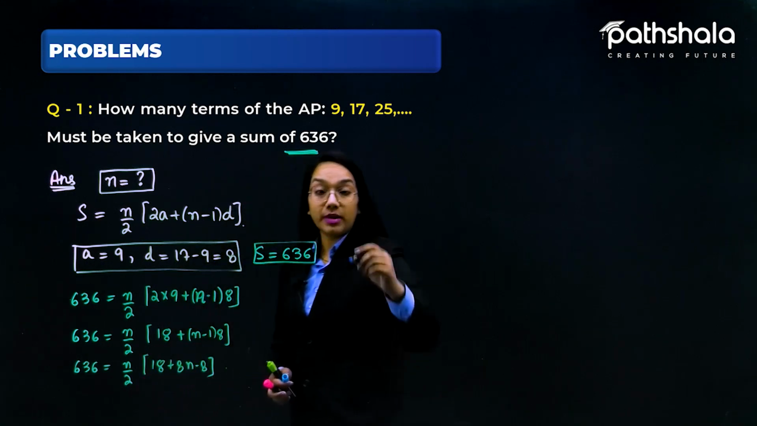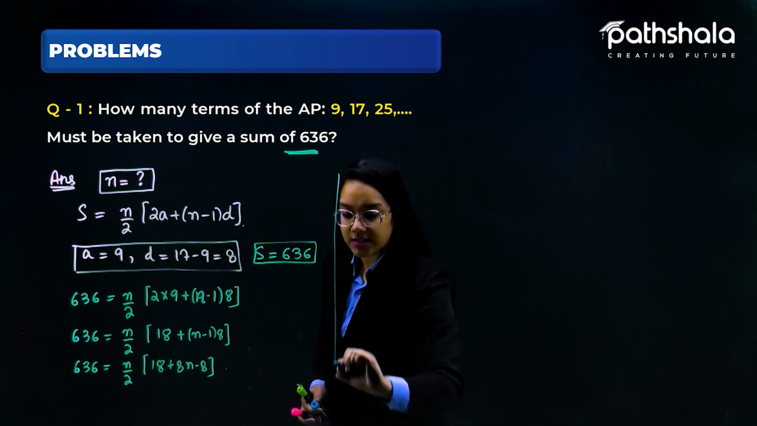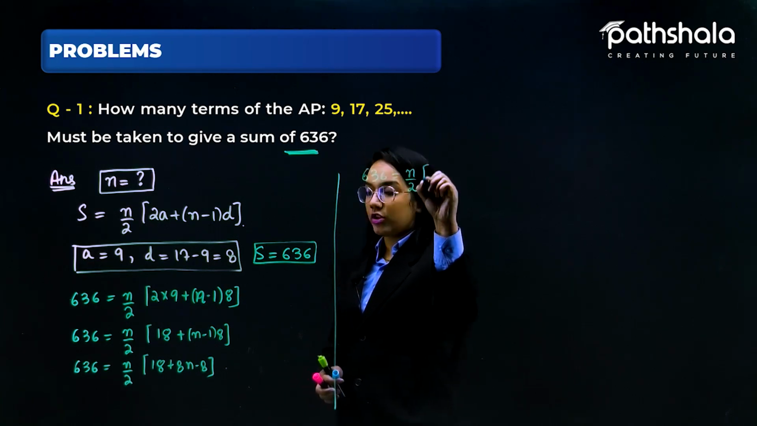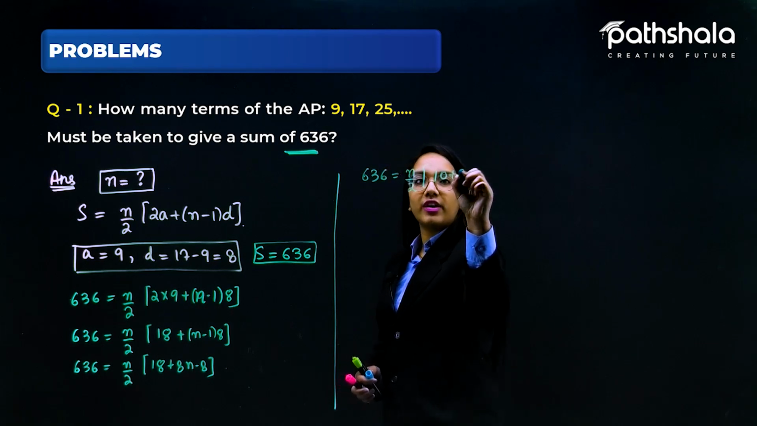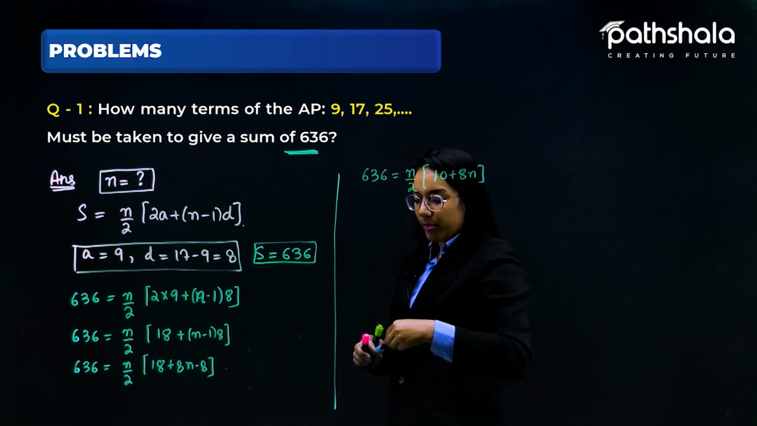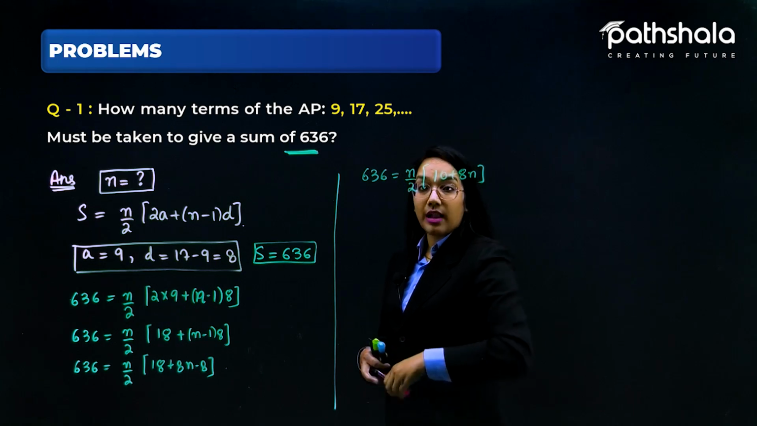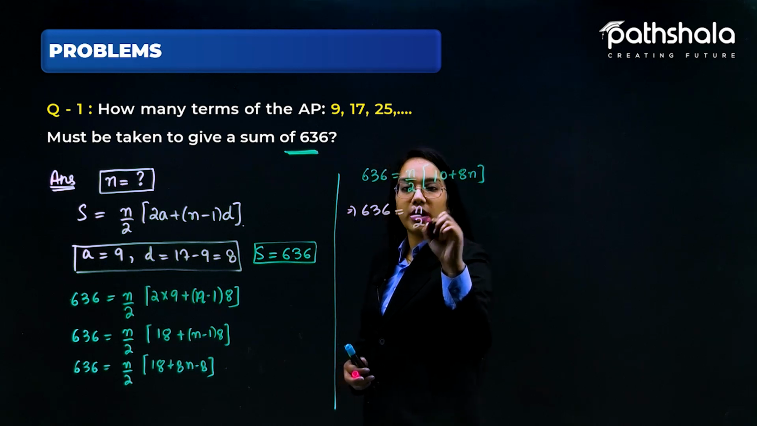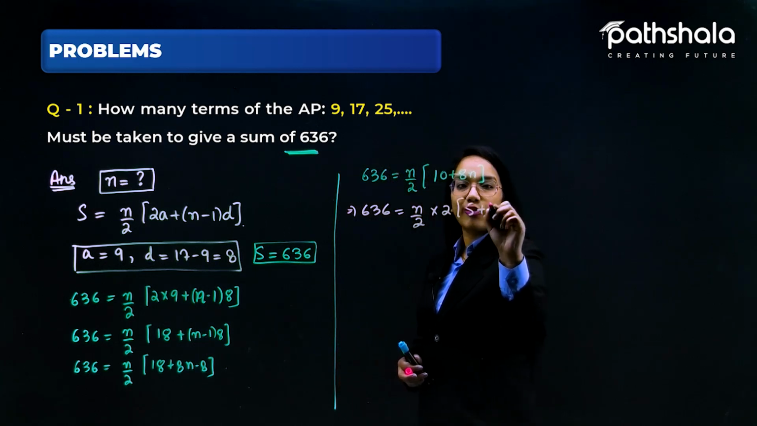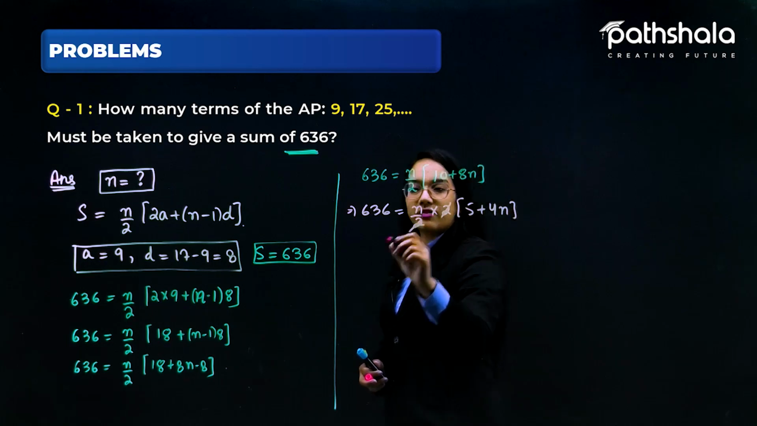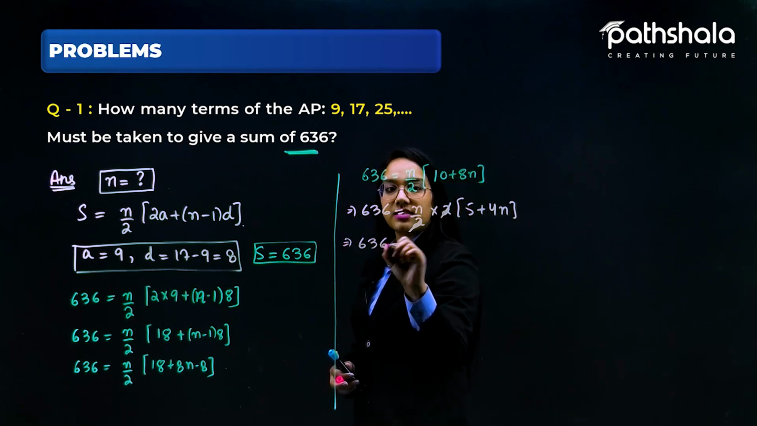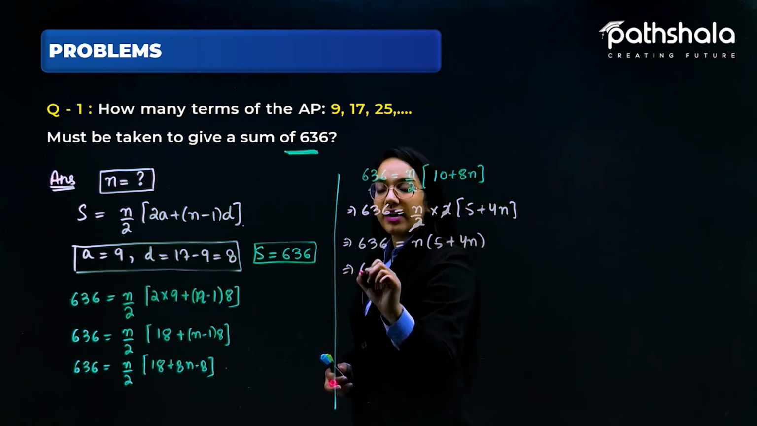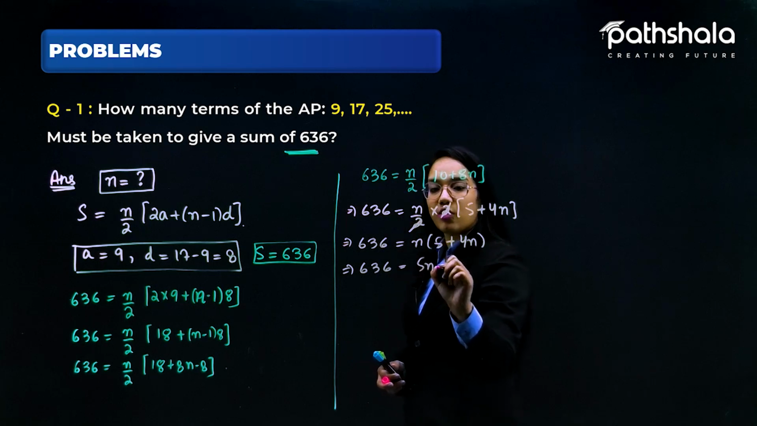If we solve it further, we get 636 equal to n by 2 into 10 plus 8n, and again we can take 2 common out of it. So 636 is equal to n by 2 into 2 times 5 plus 4n, and the 2 and 2 cancel with each other. We get 636 is equal to n into 5 plus 4n. Let's multiply the terms: 636 is equal to 5n plus 4n square.